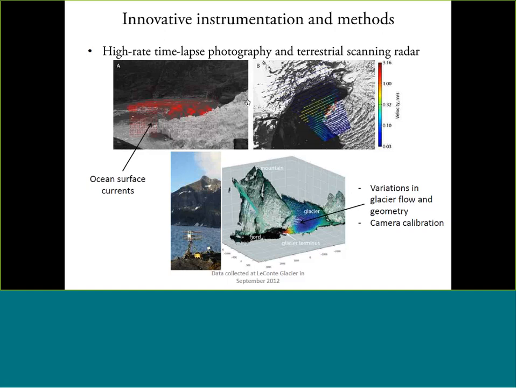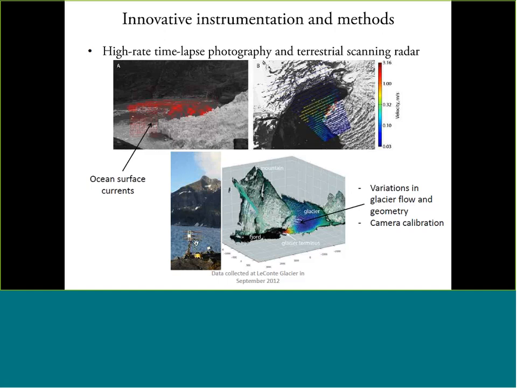We can also track the lower glacier using the same sort of pixel tracking methods. It's a little bit more challenging to convert those into actual velocities because we're not projecting onto a horizontal surface. And so to tie that into the real world, we need a digital elevation model. And that's where this terrestrial scanning radar comes in.